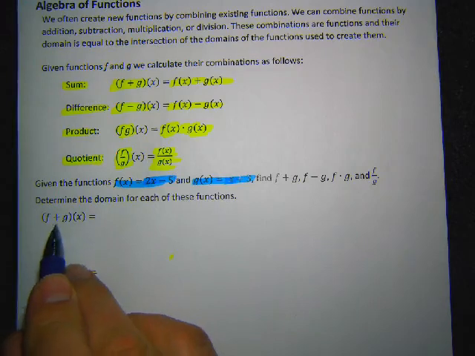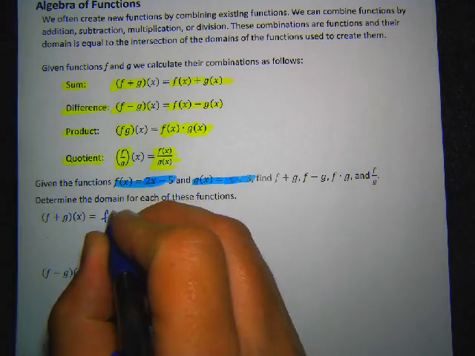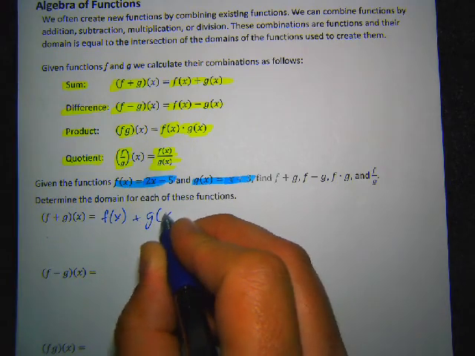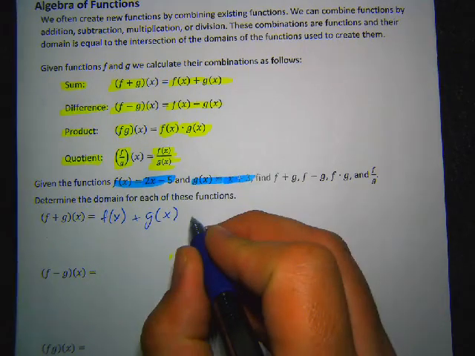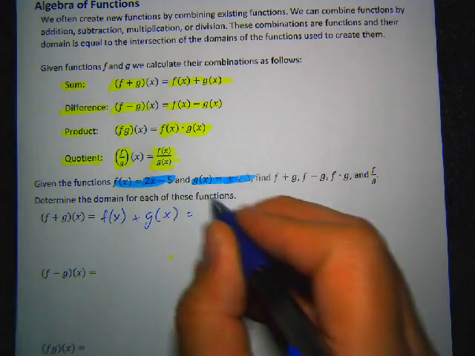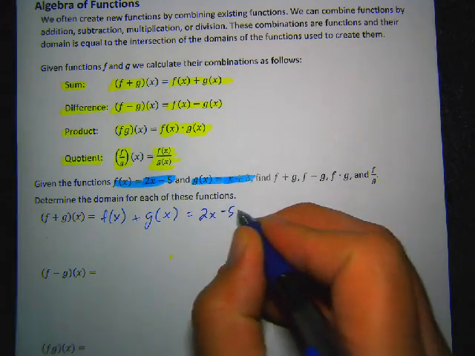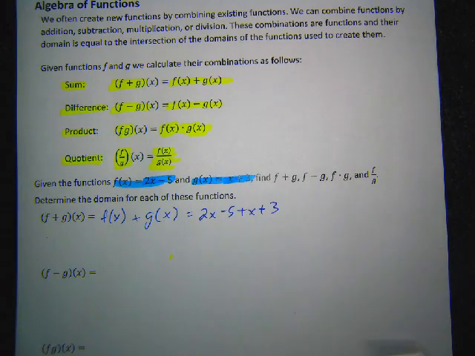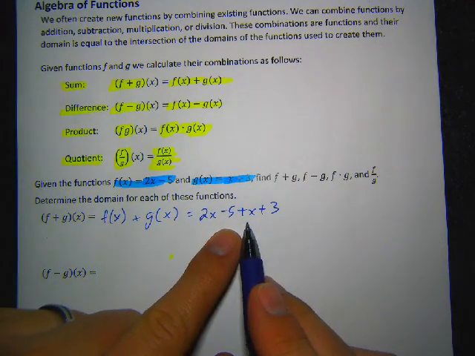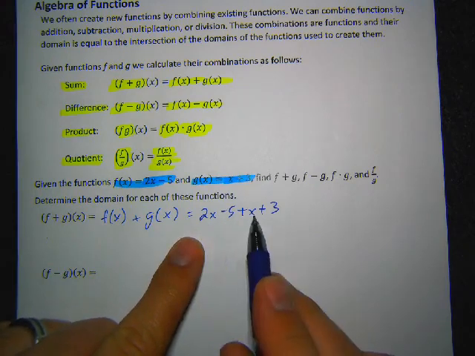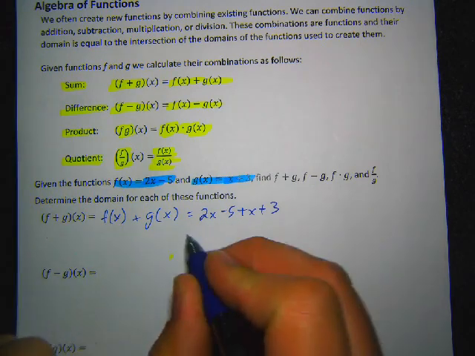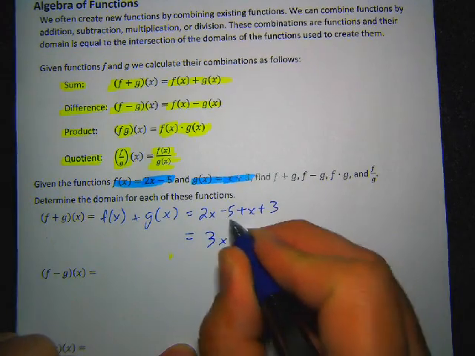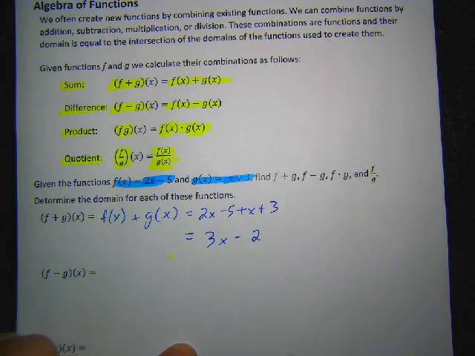So first off, to add the functions, again, that's taking the first function, so f of x, which is this guy, and adding the second function, which is g of x, so this guy. So I'm literally taking 2x minus 5 and adding x plus 3. Now, when you add these, you really just end up combining like terms because both have x's, both have numbers. So to do this, I'm really just going to combine like terms. 2x plus x is 3x. Negative 5 plus 3 is minus 2.